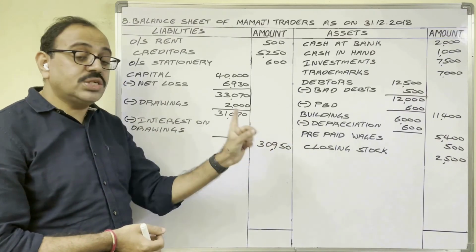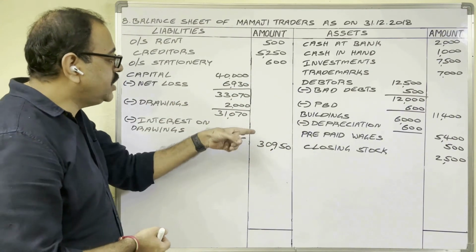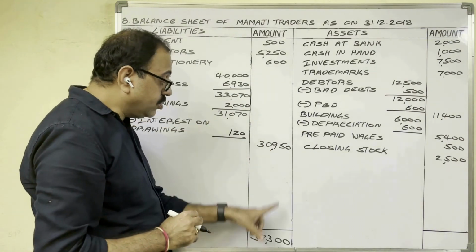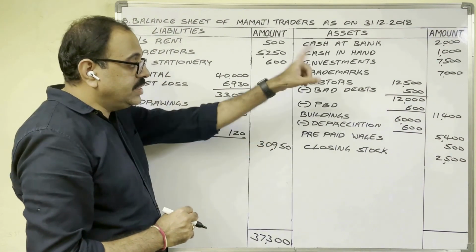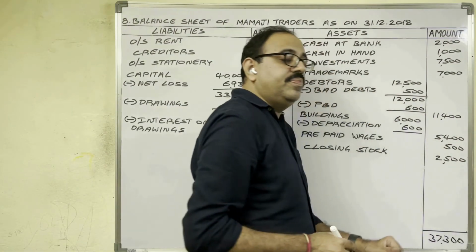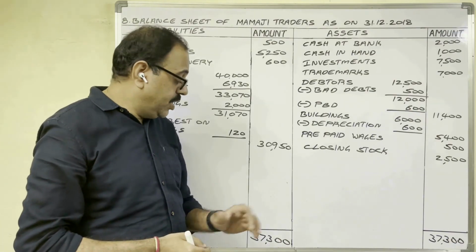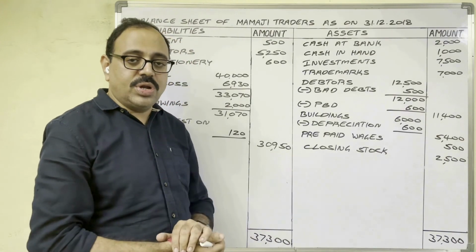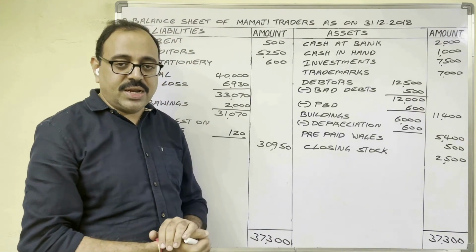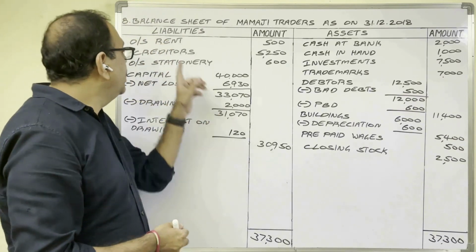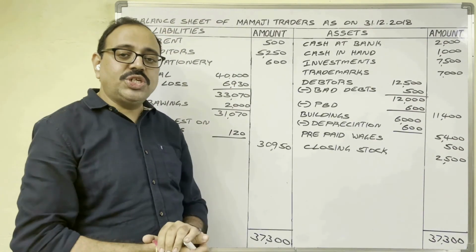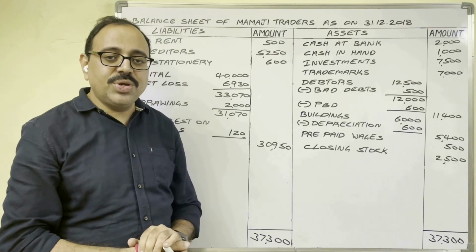Finally, find out the totals of the two sides. Liability side total is 37,300 rupees. Asset side total, same. Thus, in the balance sheet, the two sides should get the same totals. Then only the problem is correct. So this is all about the 8th problem from the final accounts topic. Hope this video is helpful to you. Thank you.